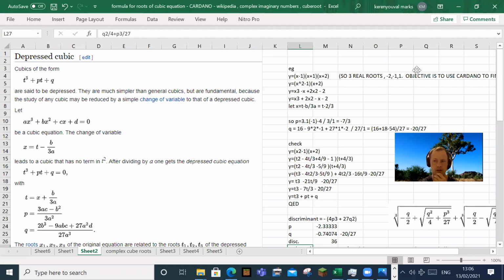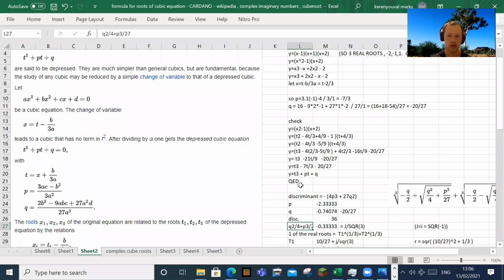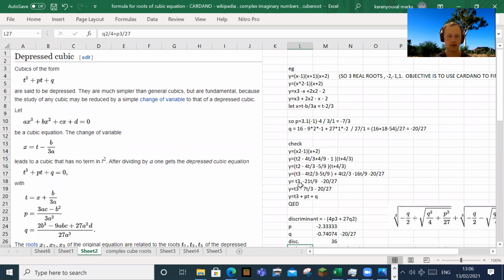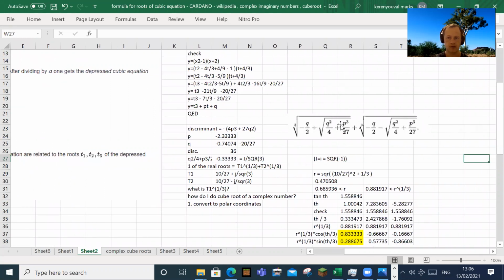Okay, so here we are. So we've chosen p equals that, q equals that. Okay, now let's plug it all into Cardano's formula and see what happens. So here's Cardano's formula over here. This is what we've got to plug the P and the Q into.